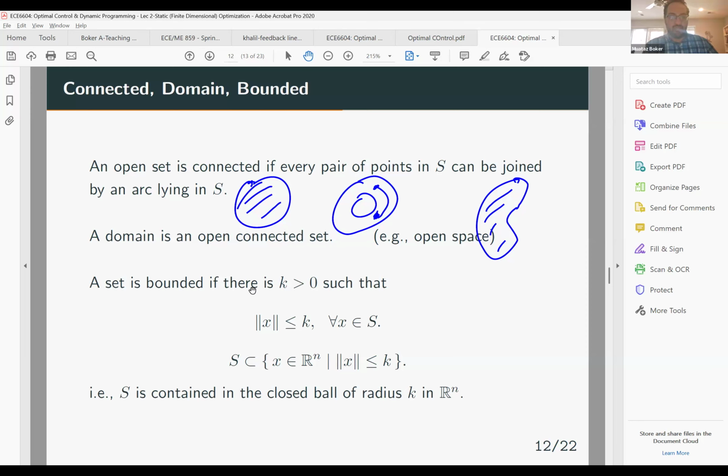A set is bounded if there is K positive such that the norm of x is less than or equal to K for all x that belong to the set. Right? So if we have less than or equal to K, we call that set a bounded set. Yeah, that's the definition of a bounded set. So S is contained in the closed ball of radius K in Rn. Okay.